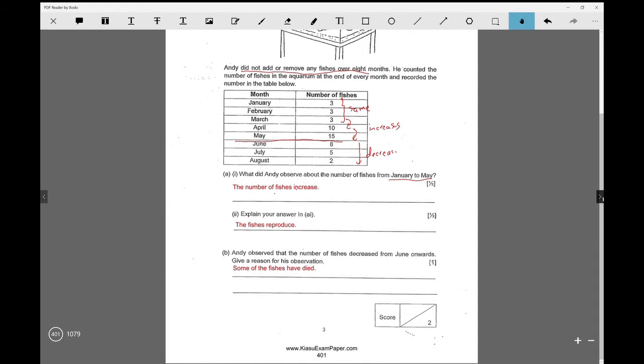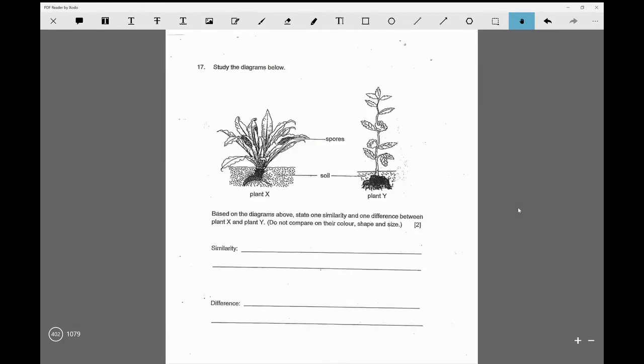Okay, next page. Now they give you some very important clues for questions. Spores come from a non-flowering plant. It is a plant, definitely not a fungi, because they already tell you that. So this is a non-flowering plant. That's why there are spores on it, because it reproduces by spores.